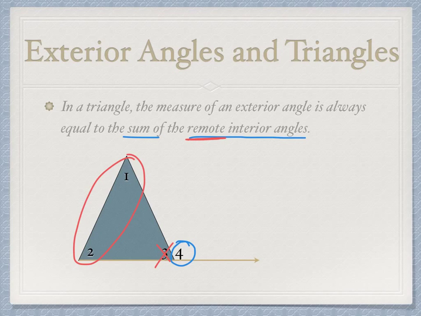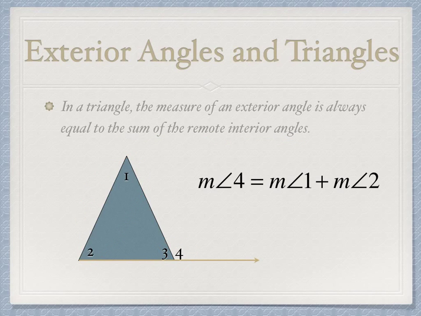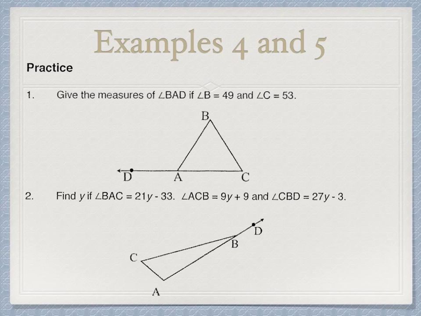So if I add up angles 1 and 2, it's going to equal angle 4. That's what this theorem is saying: if I want the measure of angle 4, I can add 1 and 2 together, not 3 because it's right next to it. But add 1 and 2 together and it's going to equal 4. That only works, by the way, in triangles. And actually, I think we did this last example the last time we covered this topic, so I'm going to scrap it.